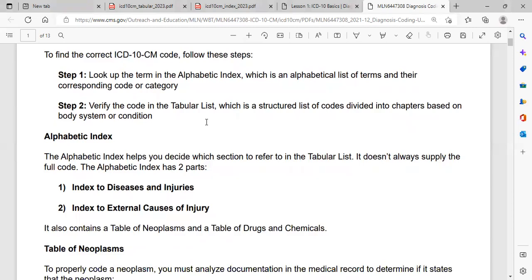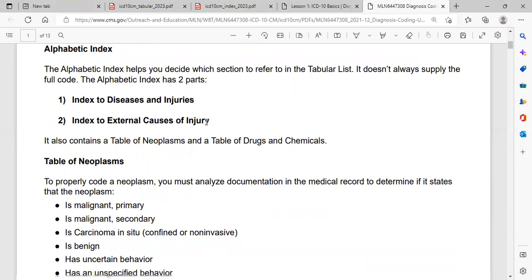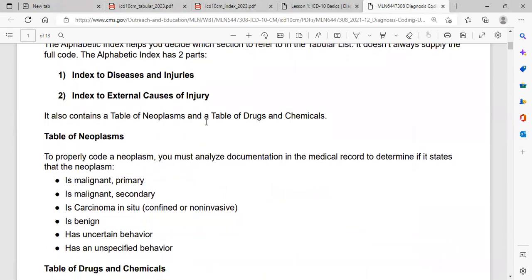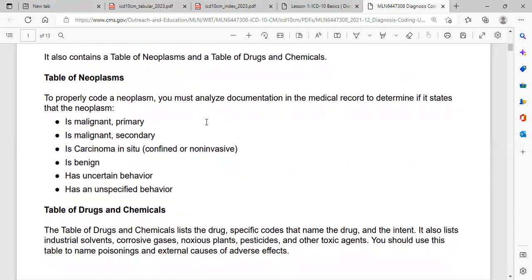So not only do you have to think about the alphabetic index and looking up your key term, in step two you have to verify that code, but you also have to ensure you are in the proper part of the alphabetic index. The book also contains tables: neoplasm and table of drugs. I will be doing a video on neoplasms and the table of drugs separate from this video. So if you're interested in that, I will be making that one next so you can see how the tables are used in the ICD-10-CM manual.